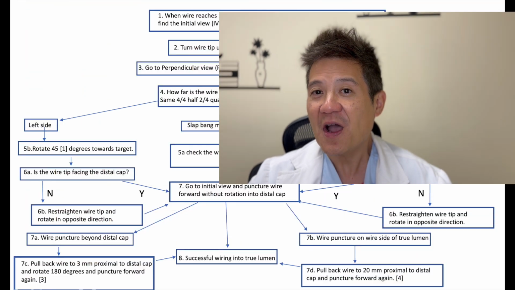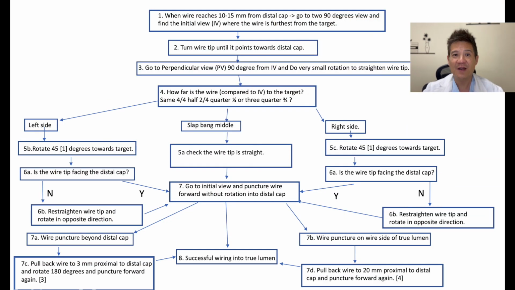So after we turn it 44 degrees, you may find you got it wrong, and now the wire is facing away from the target rather than towards the target. Don't worry, turn back 44 degrees and straighten the wire tip again and turn the other way 44 degrees. Then you'll be in the right place. Go back to the initial view and puncture.